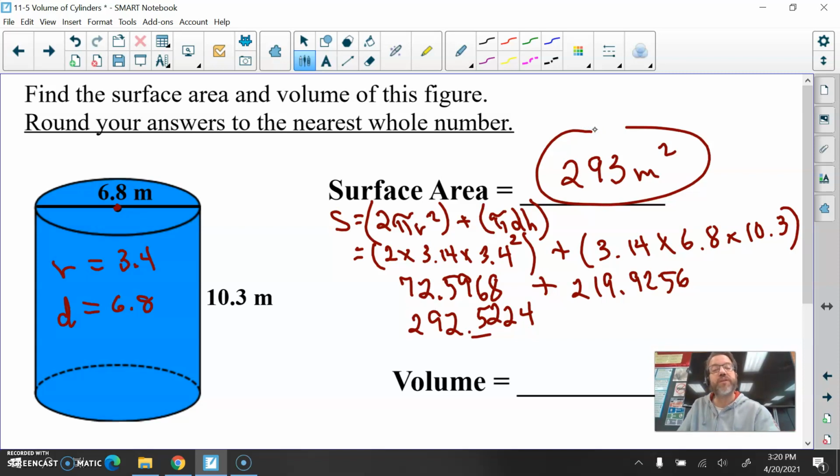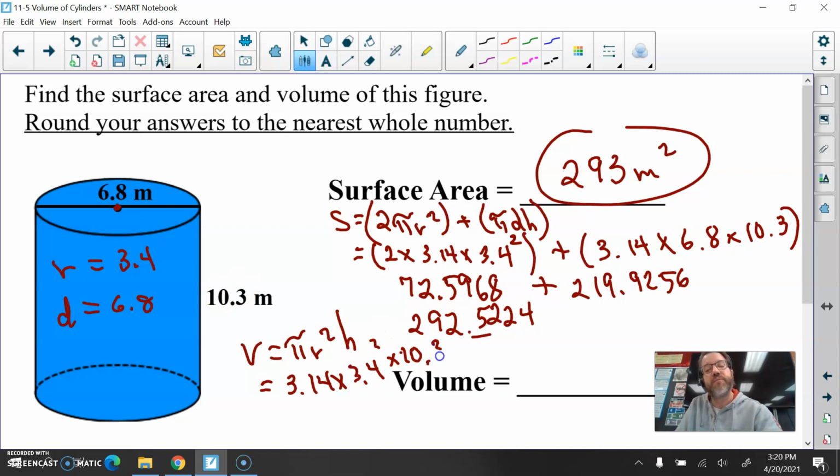Now let's find the volume. So for the volume, I'll write my formula down. Volume equals area of the base, pi r squared, times the height, h, of the cylinder. So I have 3.14 times the radius, 3.4, squared, times the height, which is 10.3. And this is a lot less work than the surface area was. So I have 3.14 times, oops, I should have found 3.4 squared first. No big deal. I just took times 3.4 twice.